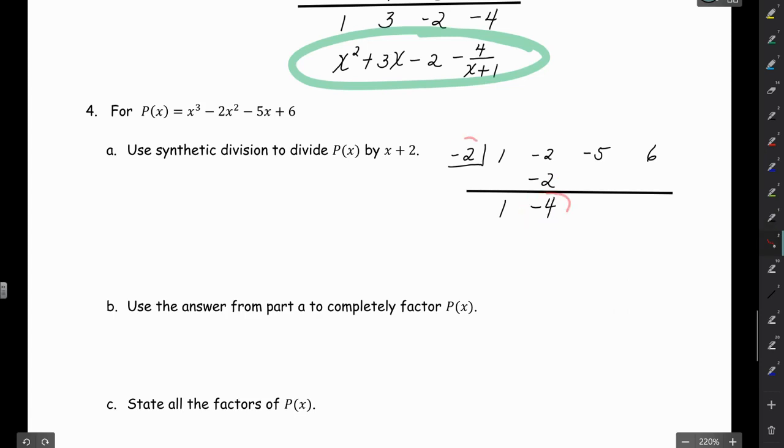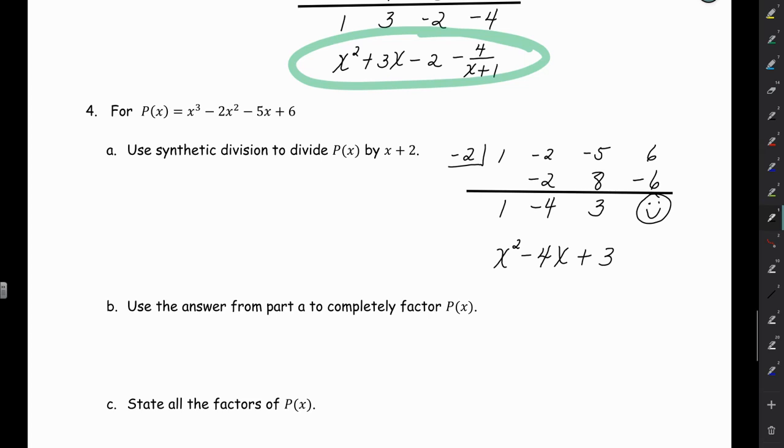Negative 4 times negative 2 is positive 8. Negative 5 plus 8 gives me 3. 3 times negative 2 gives me negative 6. And 6 minus 6 gives me 0. Little smiley face, no remainder. We started with a cubic polynomial. We're now at a quadratic, so we have 1x squared minus 4x plus 3. All right, so far so good.